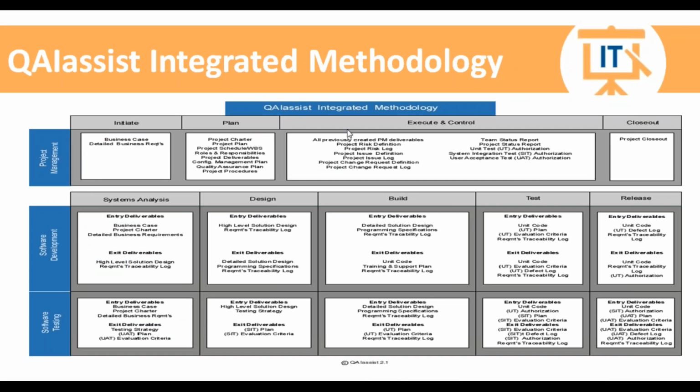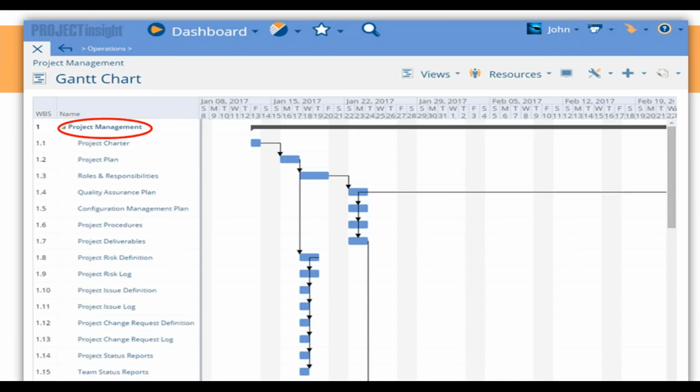So we look here, and just to go over a little in a different context, we see the QAI Assist integrated methodology. On the left, we see the life cycles, project management, software development, software testing. And then we see the phases within each of the methodology. And then within each of the different phases, we see specific deliverables that are incorporated. So this is one depiction of a methodology. It's a roadmap. Here's another way of looking at a methodology. We're using the Project Insight tool.